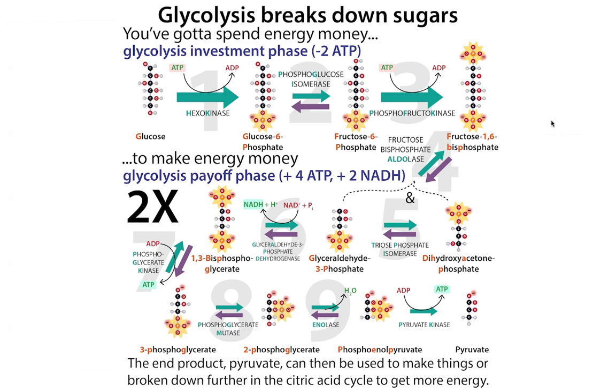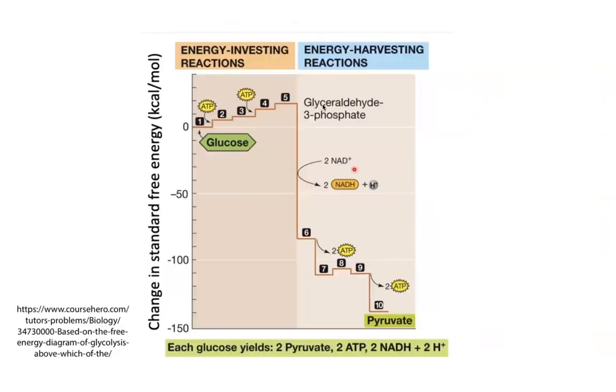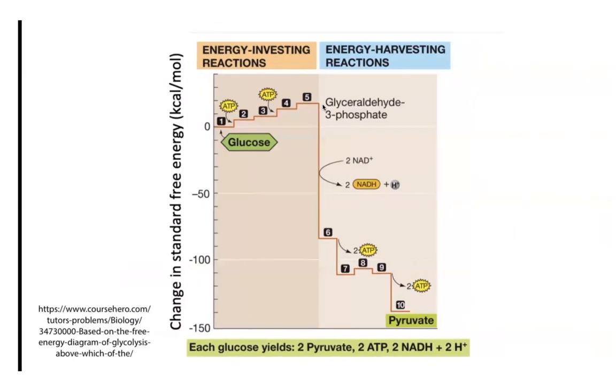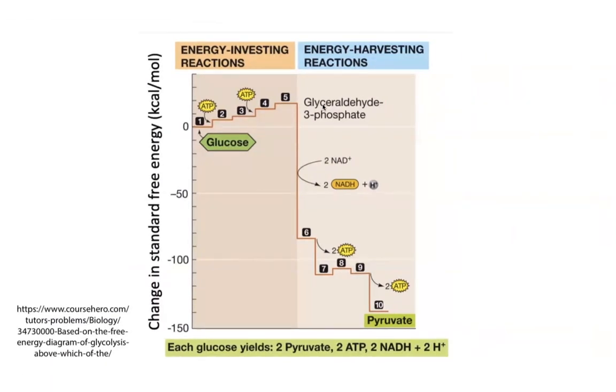Now, everything is theoretically reversible. Nothing is theoretically irreversible, but some of them have such a negative delta G that we consider them irreversible. And these are going to be the ones that are super duper far from equilibrium. These are going to be the points that we're going to want to regulate, the points where we can drive things forward, the go or no-go points, the points of commitment. And we'll talk lots more about how those are regulated.